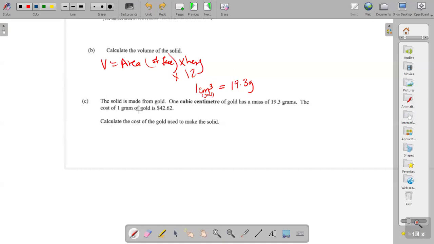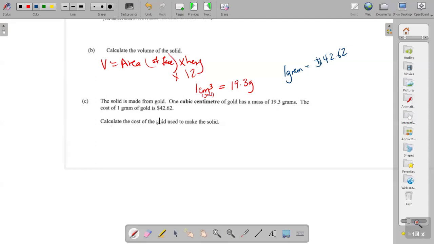The cost of 1 gram of gold is, and look, they give us another conversion. So they're saying now 1 gram of gold is equal to 42.62. Everybody realize this is 2 different conversions, one from centimeters cubed to grams, and then one from grams to money.